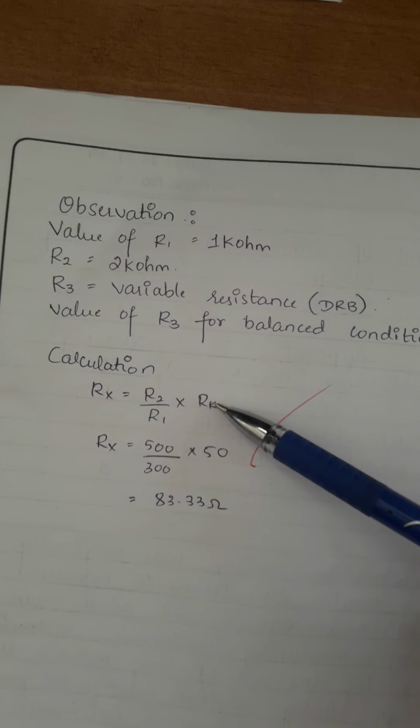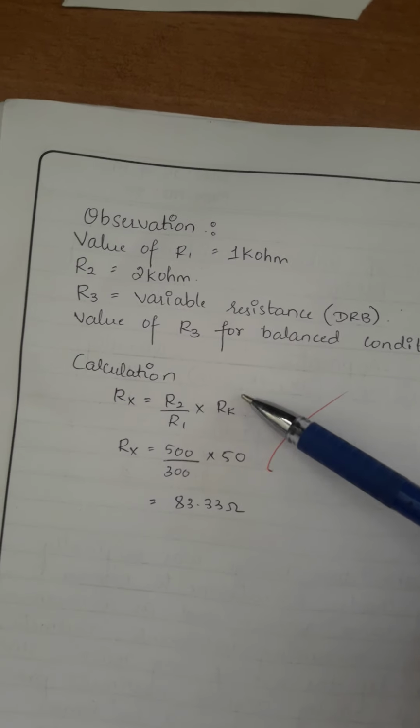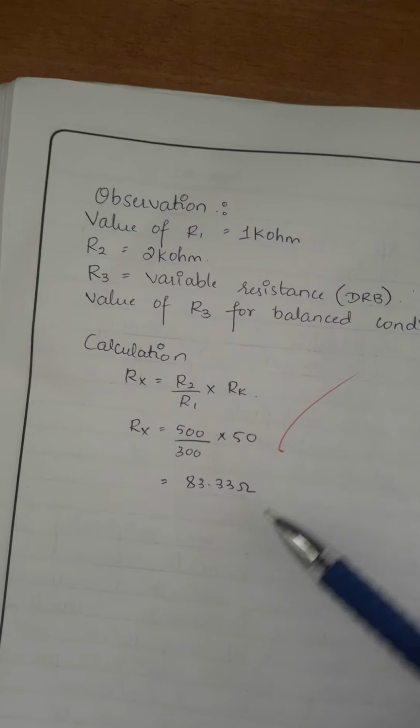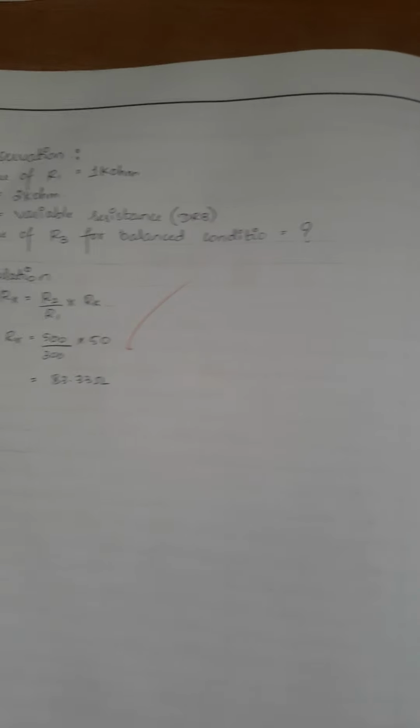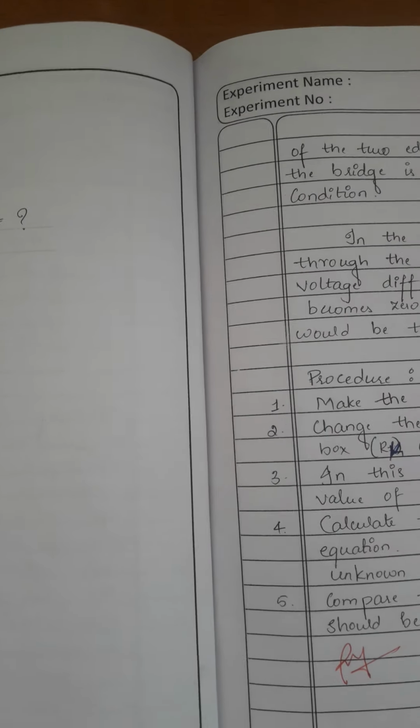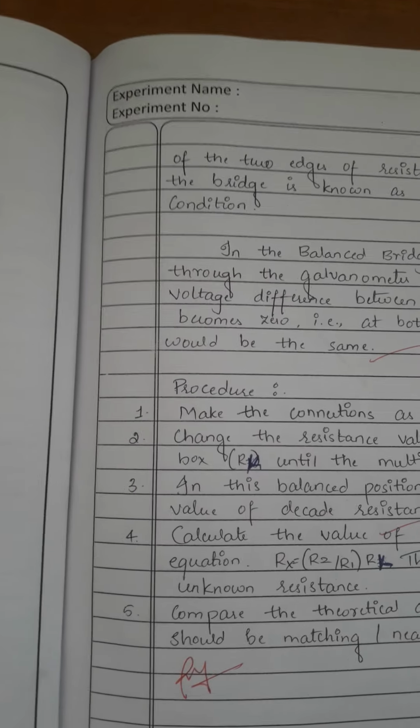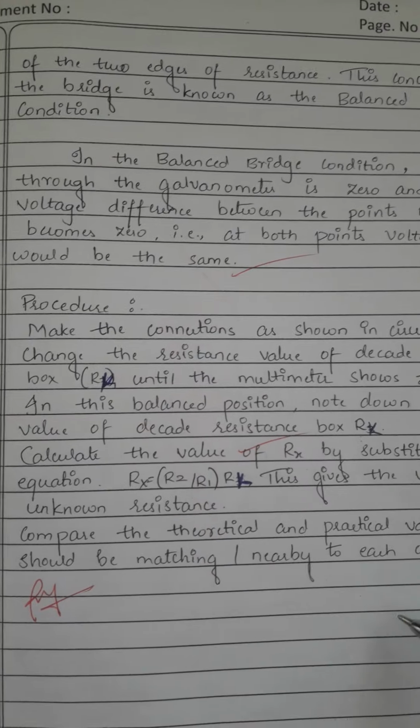Now compare this Rx value with the theoretical value. This is practically what you will get. So compare this with the theoretical value. The theoretical value you can find using the same equation. You know the Rk resistance, right? So substitute and find the theoretical value. If you compare these two, theoretical and practical, you should get approximately near values. So this is the procedure we need to follow for this experiment.